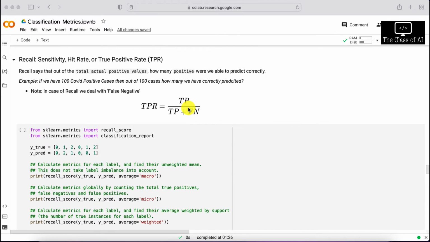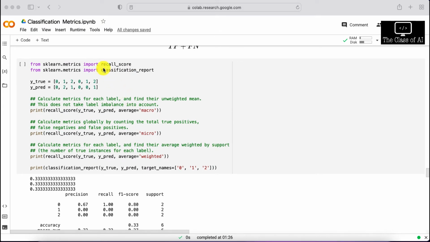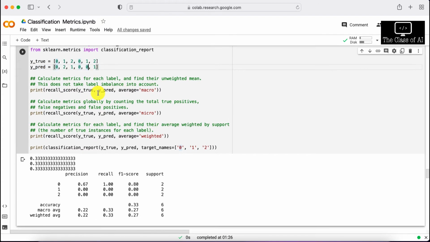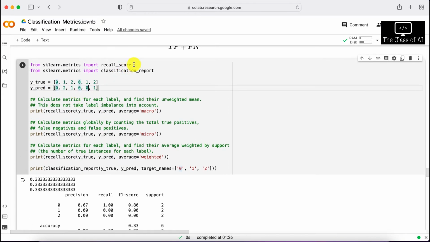So this is how we calculate our recall rate. Let's see an example where we can calculate the recall score. There can be more than 2 classes also, so here we have created more than 2 classes: 0, 1, 2. In the first list, y_true, there are 3 classes, 0, 1, 2, 0, 1, 2, and their predictions are 0, 2, 1, 0, 0, 1. To calculate the recall score in scikit-learn, there is a function called recall_score, so you can easily use this function to calculate it.